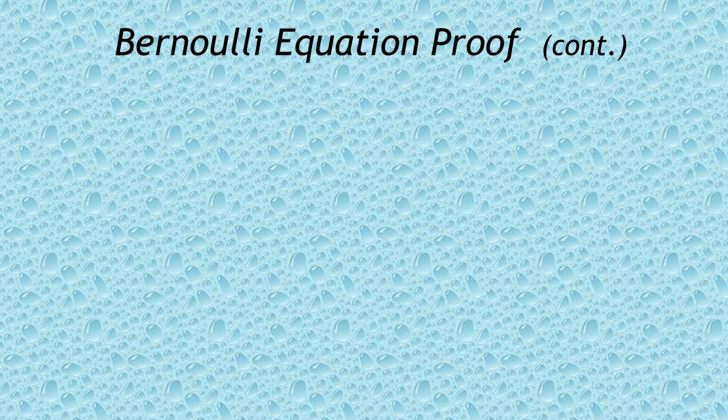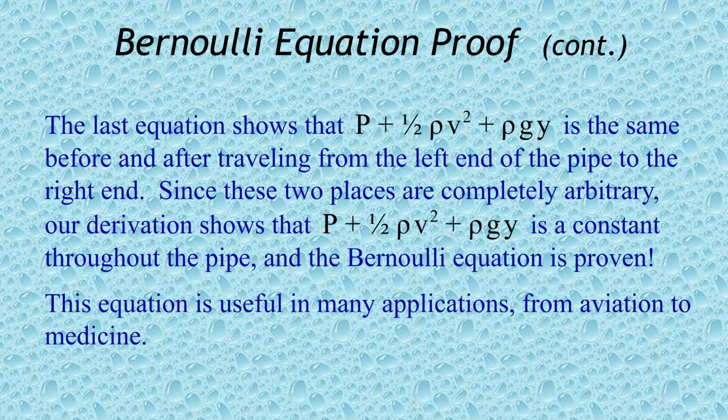The final form of the equation, P1 plus 1/2 rho v1 squared plus rho g y1 equals P2 plus 1/2 rho v2 squared plus rho g y2, proves that P plus 1/2 rho v squared plus rho g y is constant throughout the pipe. This equation is crucial in fields like aviation and medicine.